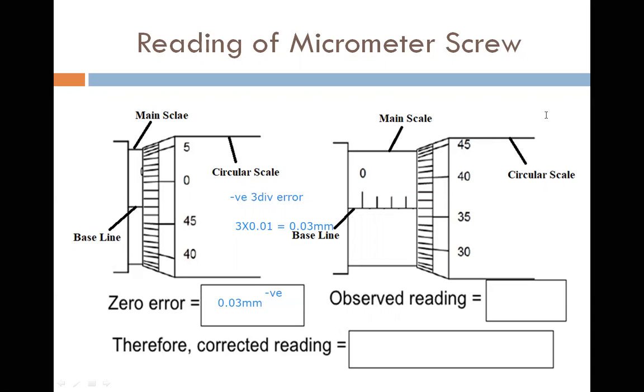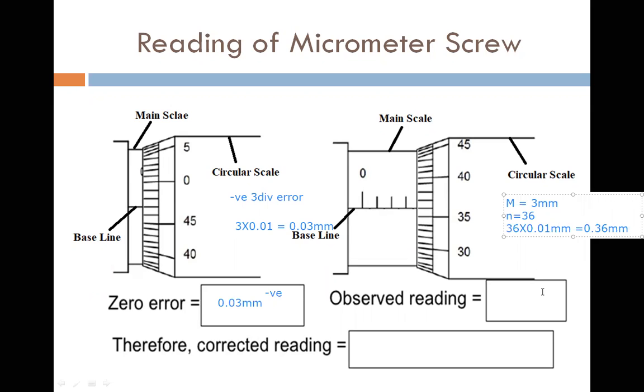What is the observed reading? The same way, how many divisions are there on the main scale? Simply count it, 1, 2, 3. What I will write here: main scale reading, capital M, is equal to 3 mm. What is the next step? Matching division. Which division matches? 36. So N is equal to 36. What is the next step? 36 multiplied by 0.01 mm, which is equal to 0.36 mm.